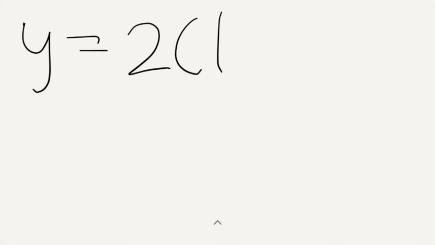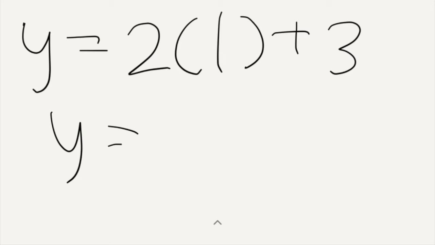Let us solve for x equals 1 together. To do this, write y equals 2, and instead of writing x, substitute it with the value of 1. 2 times 1 plus 3. Therefore, y equals 2 times 1 is 2, and 2 plus 3 is 5. So therefore, when x is 1, y is 5.